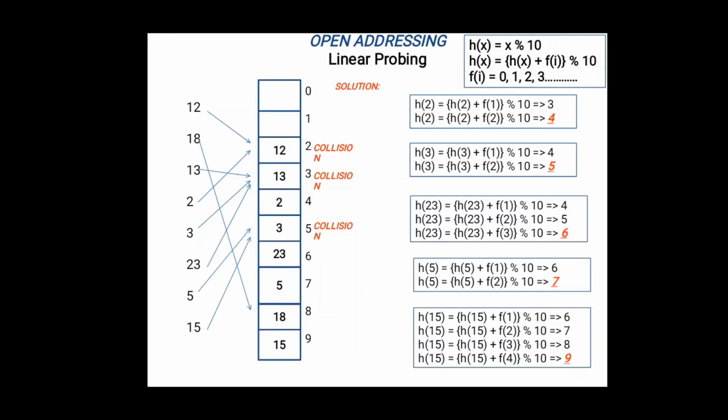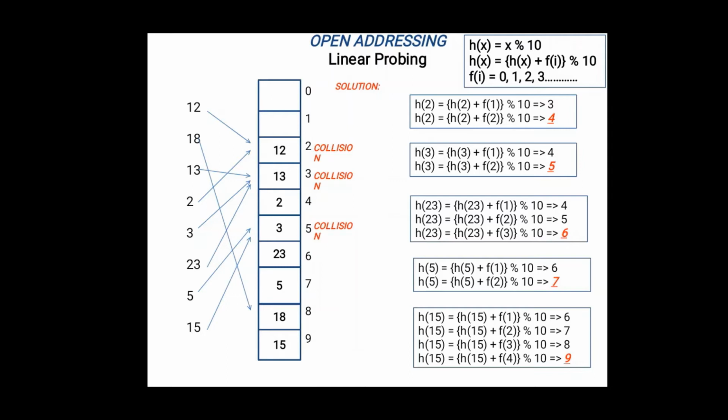So here, h of 3 is equal to (h of 3 plus f1) mod 10, which is 4. Since table index 4 is occupied, we need to search again. So h of 3 is equal to (h of 3 plus f2) mod 10, which is 5. We simply put that key 3 in table index 5, since index 5 is not occupied.